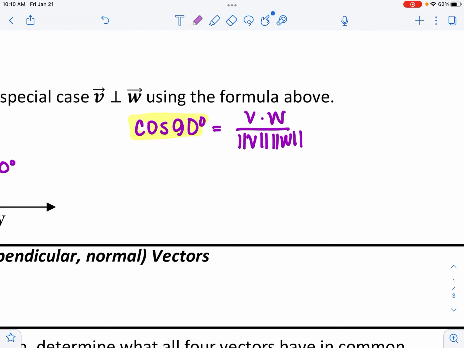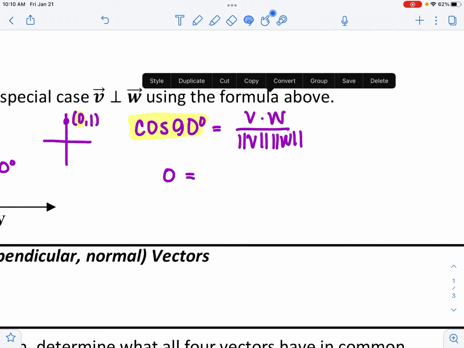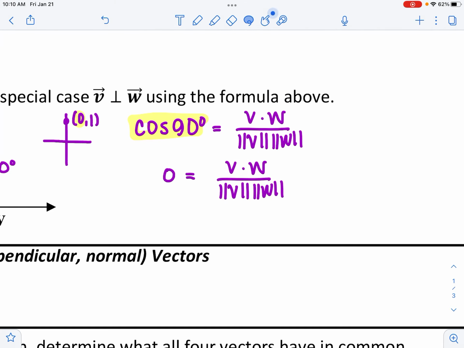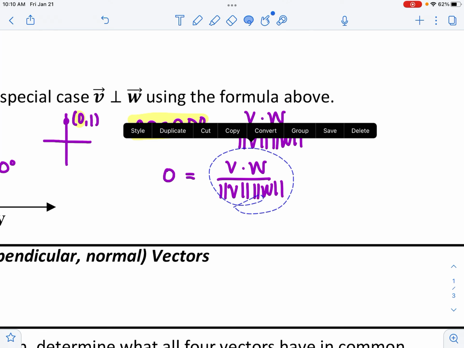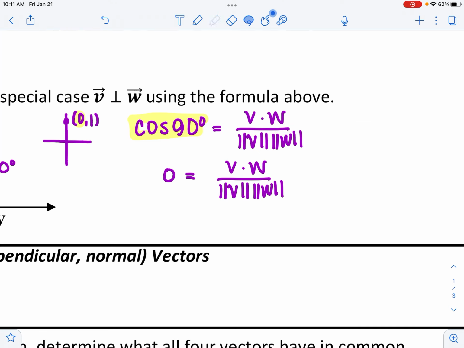Cosine of 90 degrees we know from the unit circle. 90 degrees is the ordered pair (0, 1), and the cosine is 0. So we get 0 is equal to this expression. Now remember, in order for a fraction to be equal to 0, the numerator has to be equal to 0. The denominator can't be 0, but the numerator has to be 0.